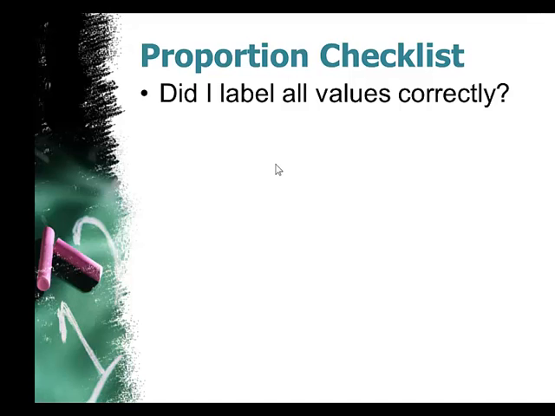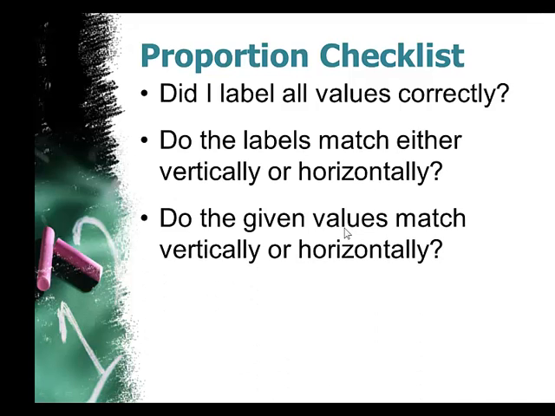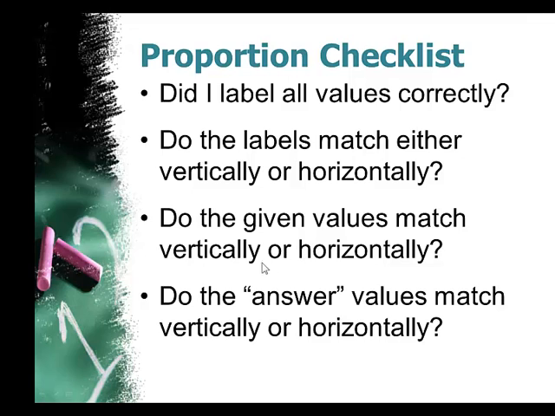So that was your starting ratio. Do the answer values match vertically or horizontally? And that would be your final ratios. Is it like this or like that? As long as they match. And so if you do all those things, if you match your labels, if you match your given values and the answer values, then you will be doing fine on your checklist.